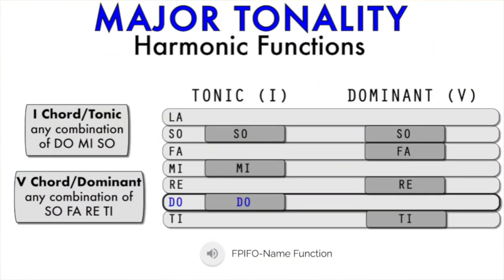I need to teach them that any combination of do, mi, so is major tonic, and so, fa, re, ti is major dominant. Maybe I've done that on a previous day. Maybe that's done all in one day. And now I'm ready to just go into pattern mode. Audiate the pattern I sing. Wait for the gesture. Take a breath. And be my echo. So, la, so, fa, mi, re, ti, do.